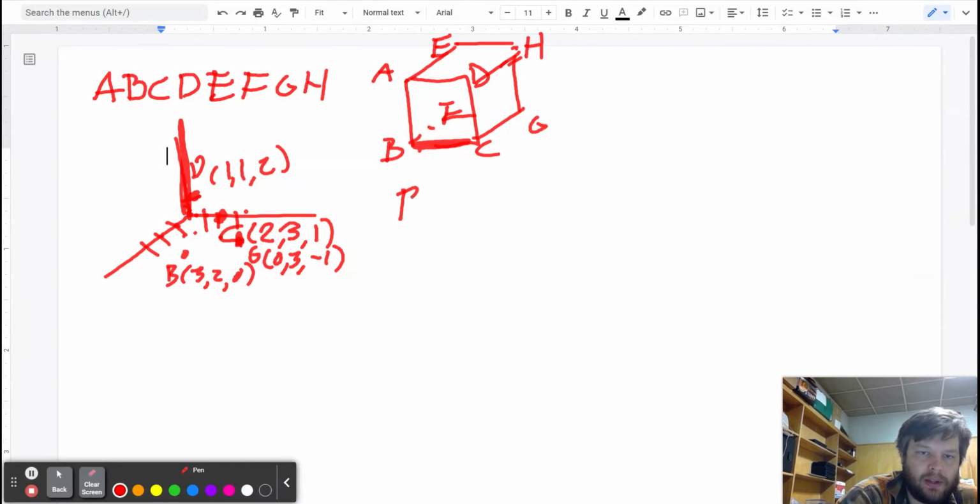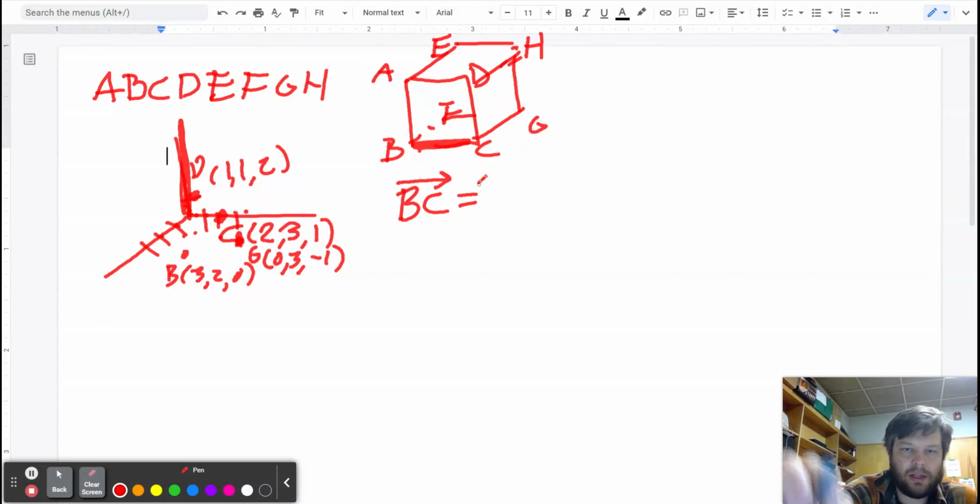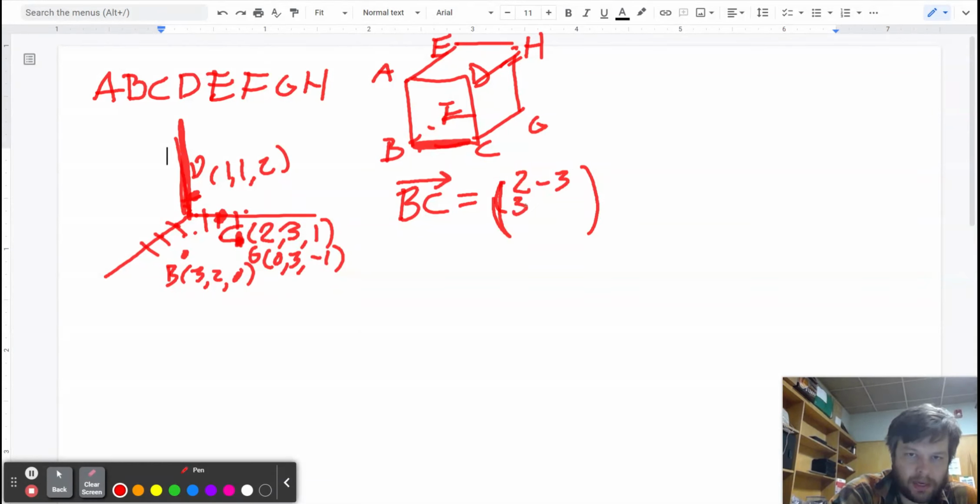And the way we can do that is if you look at BC, for example, the vector that goes from B to C. B is at (3, 2, 0) and C is at (2, 3, 1). So we can say 2 minus 3 for the x values, 3 minus 2 for the y values, and 1 minus 0. What I did is I took the C coordinates and I subtracted the B coordinates. And this tells me that to move from B to C in that direction means I had to take one away from X, add one to Y, add one to Z.